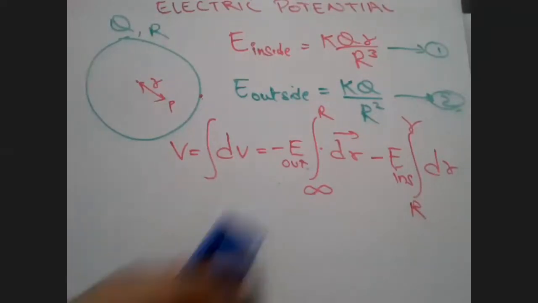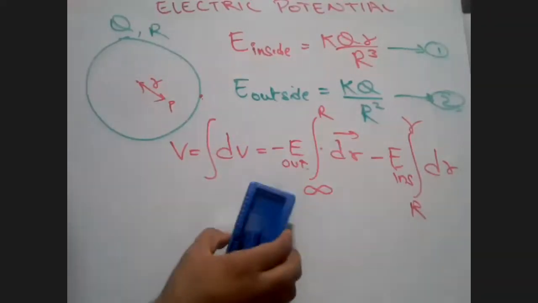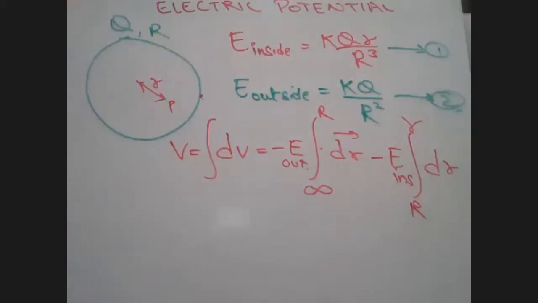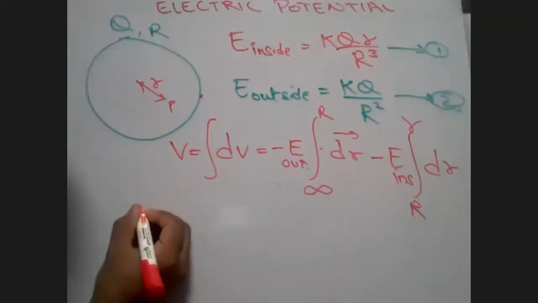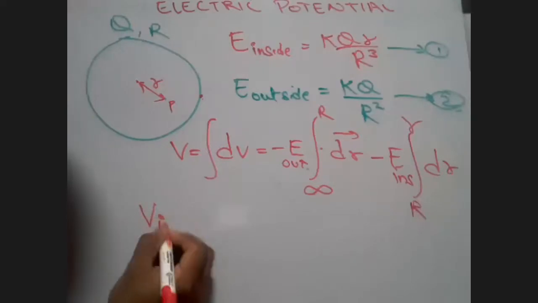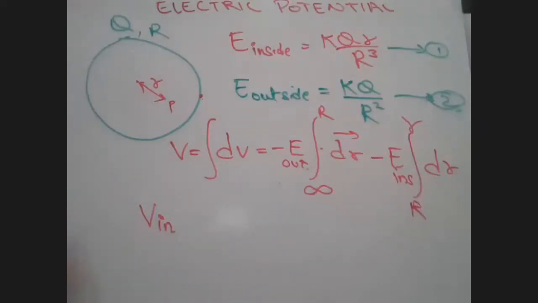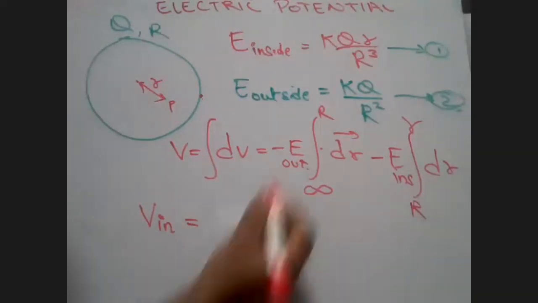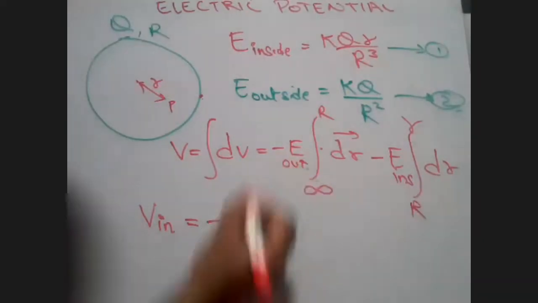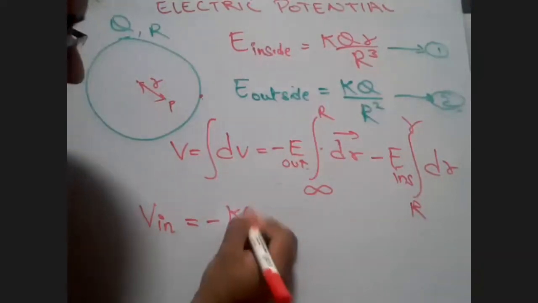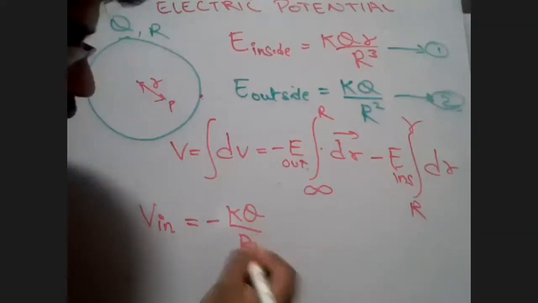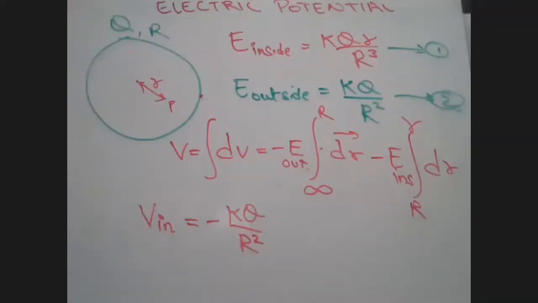So I will substitute. I will write V, that is the potential inside. I want to know the potential inside. To know the potential inside, I have to do such a lot of drama. So V inside is going to be equal to minus E out. What is E out? KQ by capital R square.